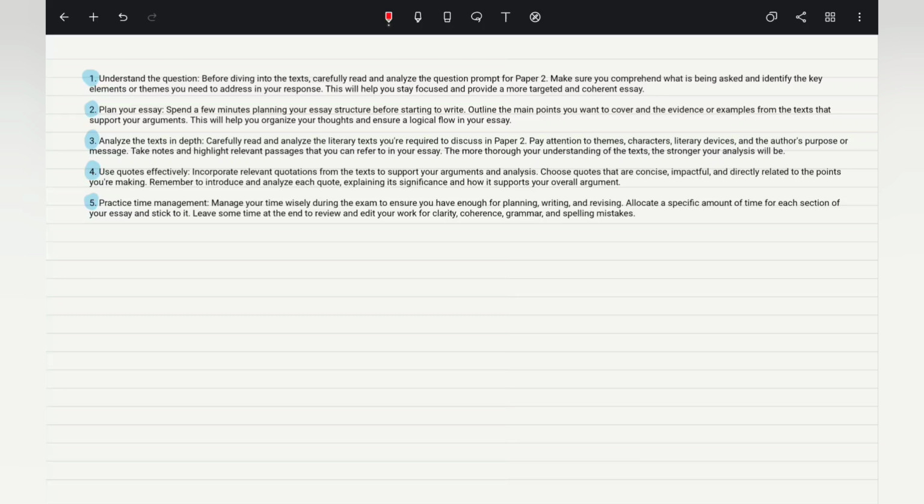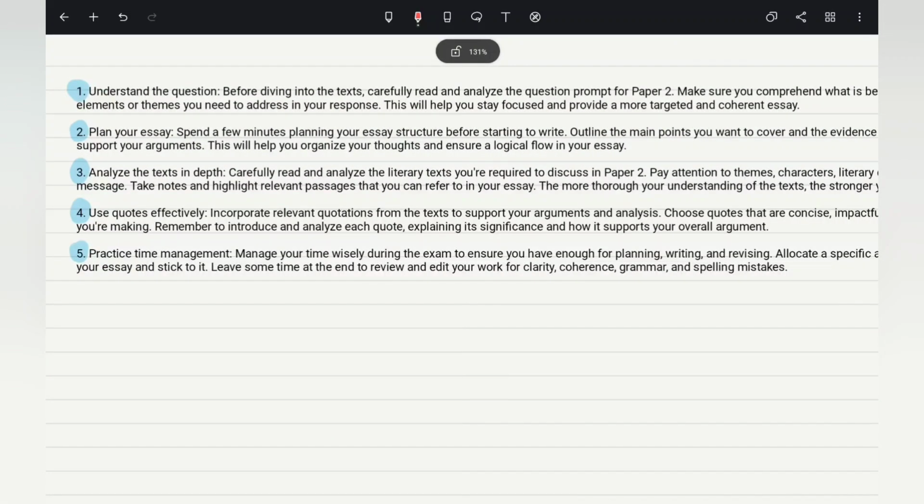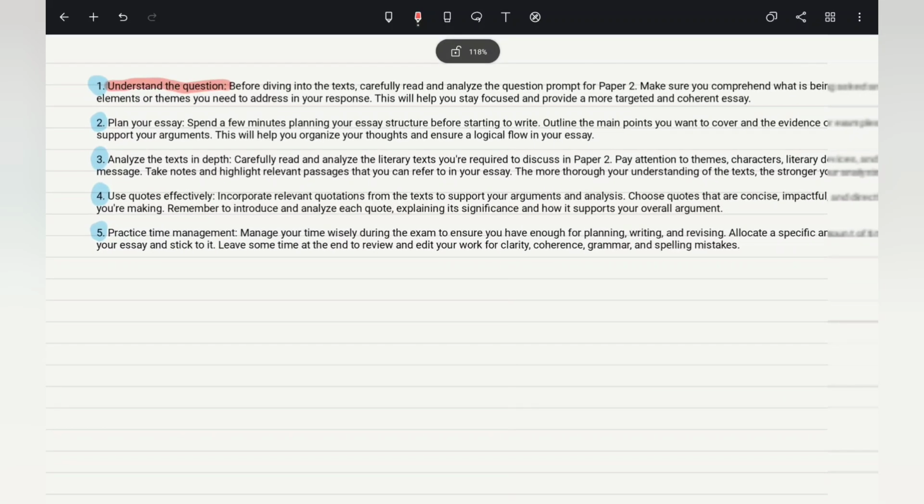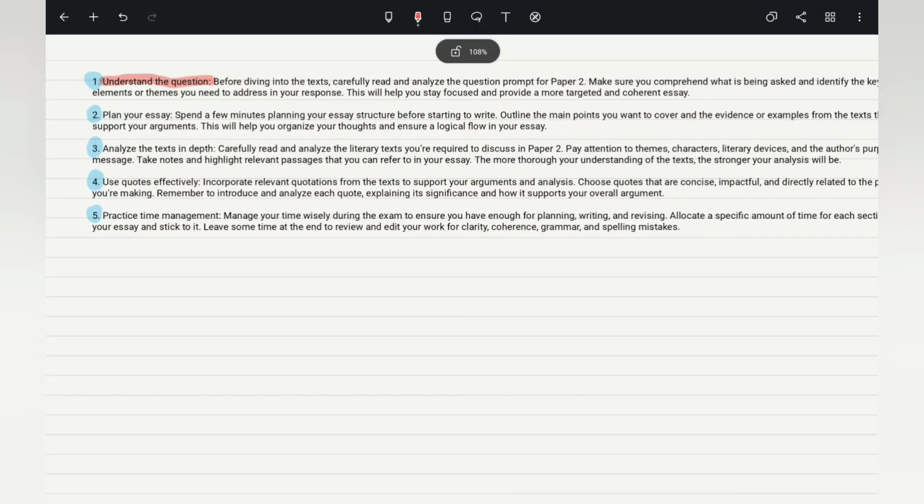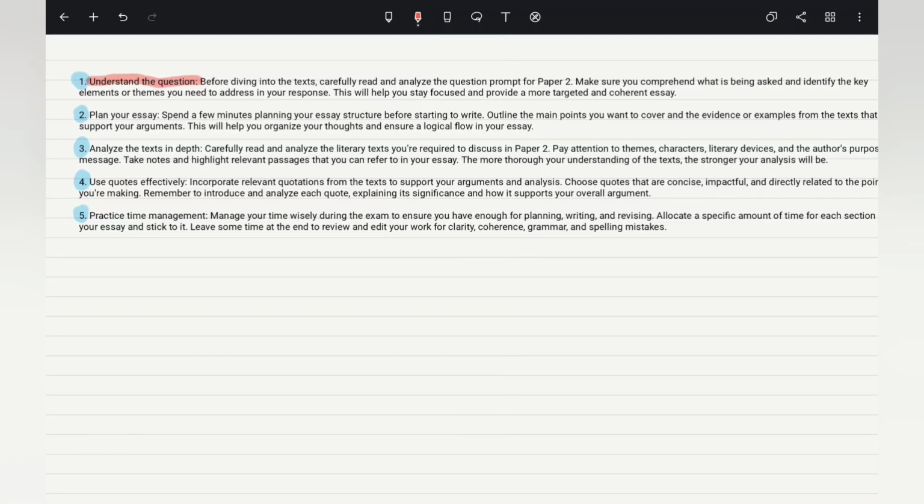So starting off with number 1, it's quite simple, is to actually understand the question. It's such a simple strategy, but a lot of students read the question wrong. So understand what the question is asking, very important. And before diving into the text, carefully read and analyze the question prompt for paper 2. Make sure you comprehend what is being asked and identify the key elements or themes you need to address in your response. This will help you stay focused and provide a more targeted and coherent essay.